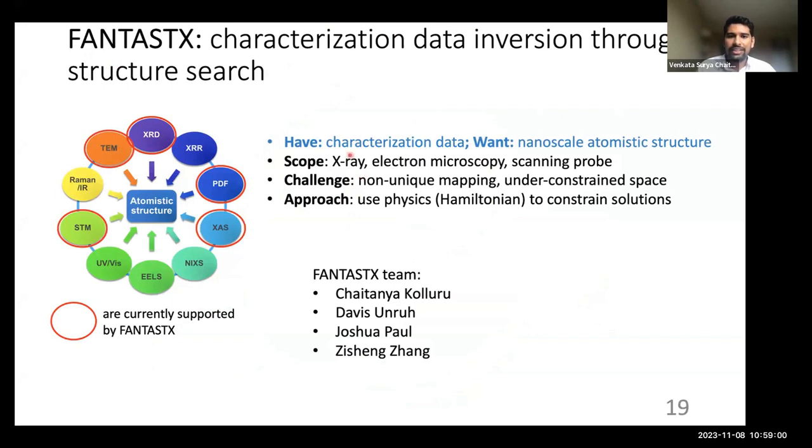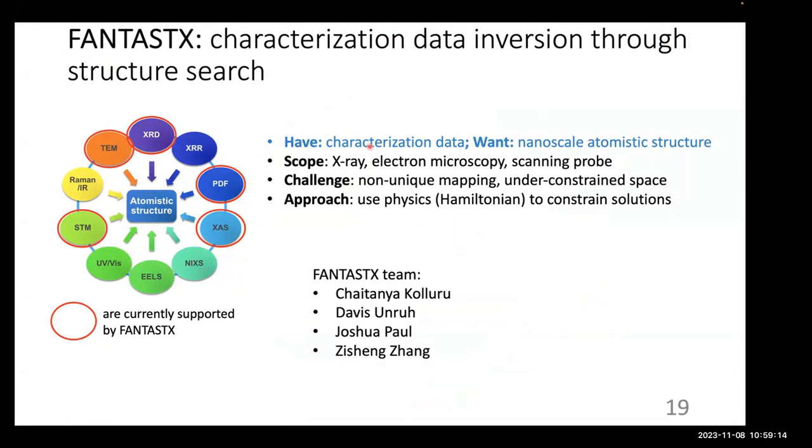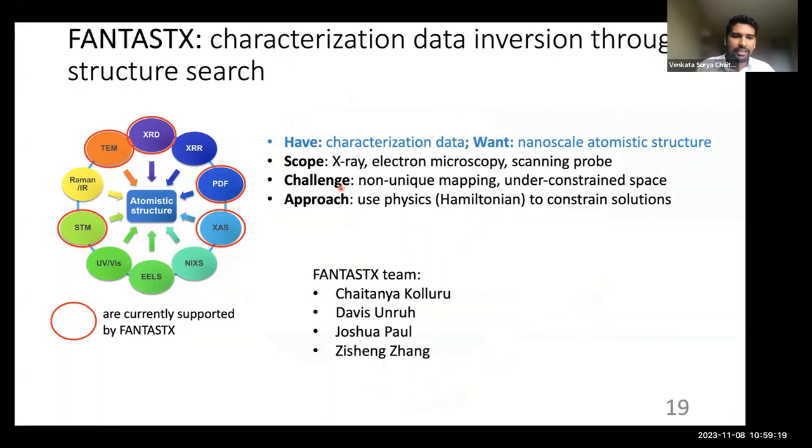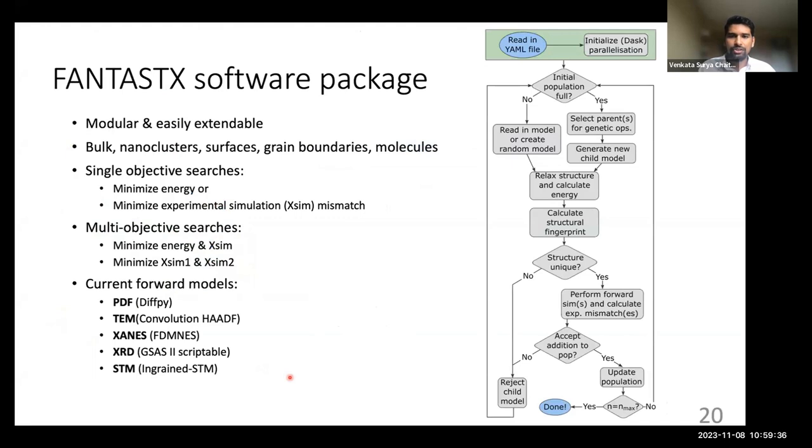So what we have is the characterization data from the experiments. And what we want is the exact atomistic structure corresponding to the unknown phases or unknown regions found in the experimental data. So right now, our goal is to implement all these different experimental characterization methods in the software. We have already implemented the STM mode, TEM, XRD, PDF, and XAS. And this is the FANTASTX team that developed the software. So this is the overview of FANTASTX.